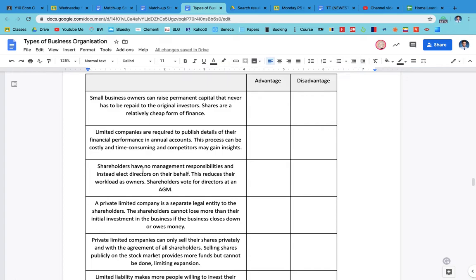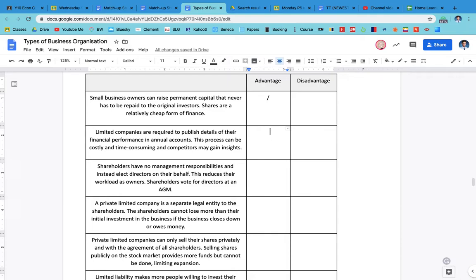So small business owners can raise permanent capital that never has to be repaid. Shares are a relatively cheap form of finance. That's obviously an advantage over sole traders and partnerships, in that to become a shareholder, you invest money into the business, and that money is never repaid. Obviously, you're entitled to a share of profit, but you never get that lump sum back unless you sell your share on. So it's a much better source of finance. You're not getting into debt. There's no obligation to repay. So it's a really cheap source of finance.